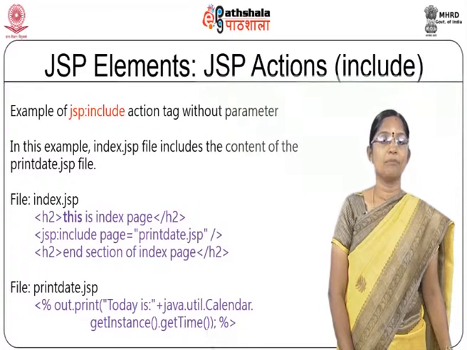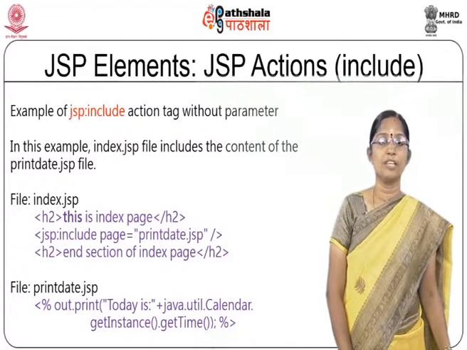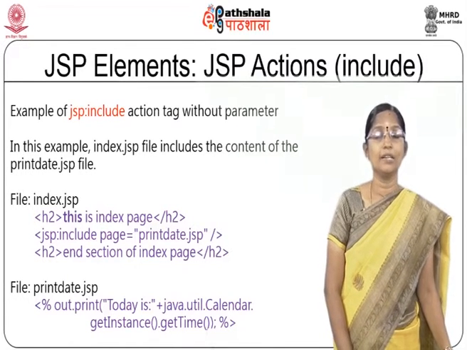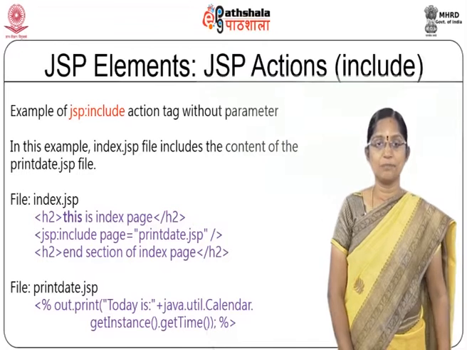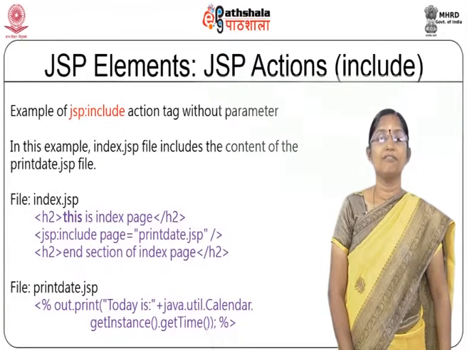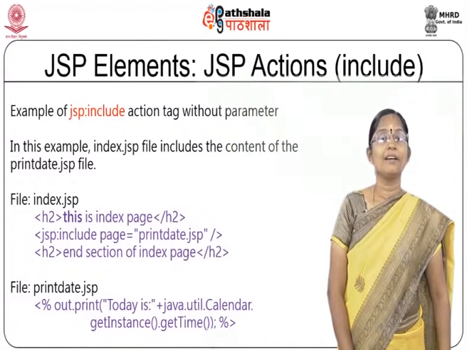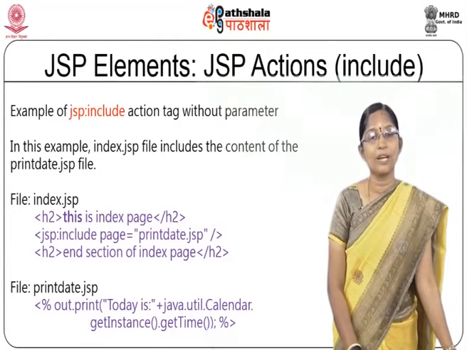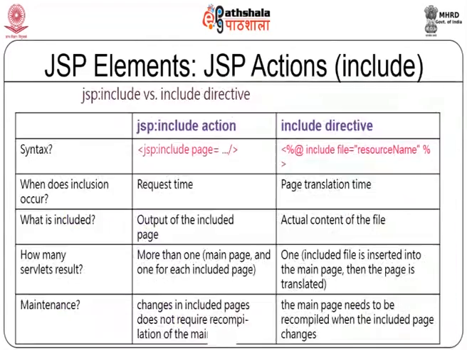Now we can see an example for it. Index.jsp is the main page or the current JSP page. It is going to have jsp:include page is equal to printdate.jsp. So this current index.jsp is going to include a new JSP page called printdate.jsp. If you go through printdate.jsp, it is nothing but an expression or a scriptlet where it tries to print "Today is", java.util.Calendar.getInstance, getting the instance of the current date and time, that has been printed with "Today is". This is one more page. This page can be included in the current page.